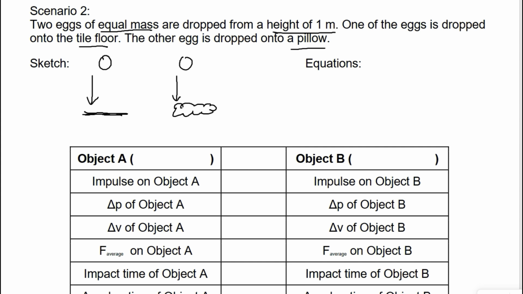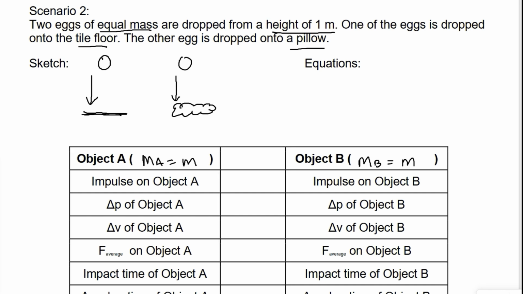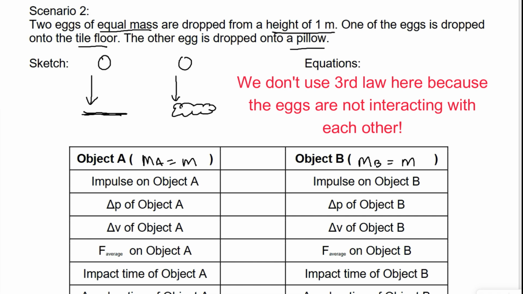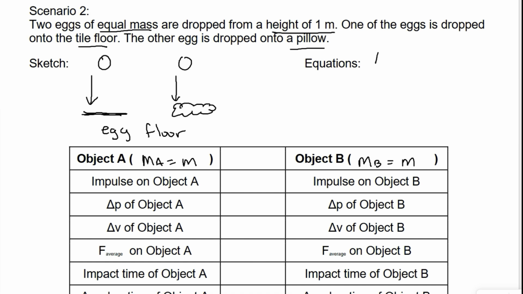We're going to consider the same types of equations. In this case, the mass of A is going to be equal to m, and the mass of B is also equal to the same mass. As we consider the impulse on the two objects, the relationships that we're looking for now are pretty much between the egg and the floor or the surface that it's interacting with. But the impulse is going to be either the change in momentum, equal to the mass times the change in velocity, or the net force times the change in time.